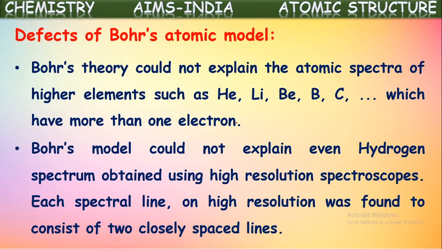Bohr's model could not explain even the hydrogen spectrum obtained using high-resolution spectroscopes. Each spectral line on high resolution was found to consist of two closely spaced lines. Actually, in Bohr's theory, certain lines were observed when electrons jump from higher orbits to lower orbits. But when observed through high-resolution spectroscopes, each line is further finely divided into two or more closely spaced lines. Why these spectral lines split into different lines was not explained by Bohr. This is one of the drawbacks.